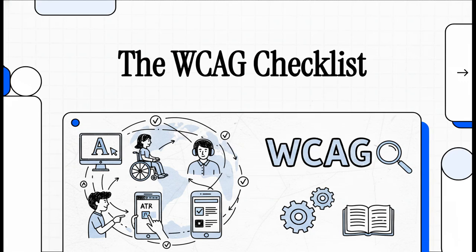We take it for granted that we can just hop online and do, well, anything. But the internet isn't automatically open for everyone. It's just not. Thankfully, there's a global standard designed to fix that called the Web Content Accessibility Guidelines, or WCAG for short. So let's get into it.